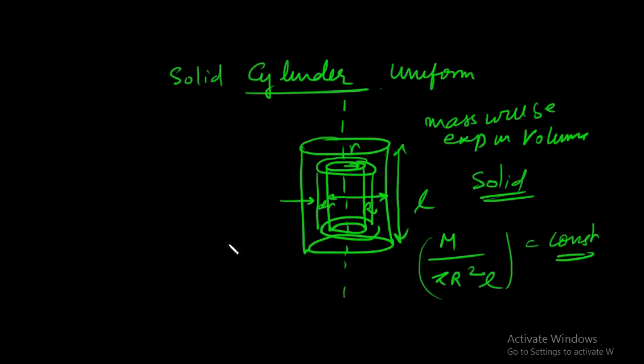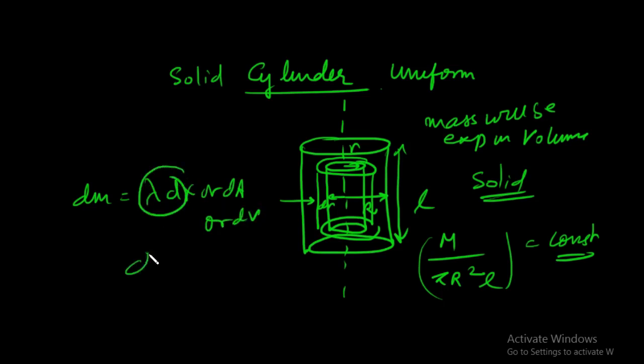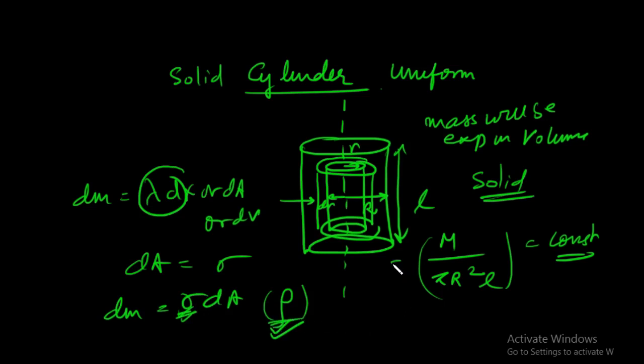As I already told you, dm can be expressed in lambda dx or dA or dV. In terms of dx we take lambda. In terms of dA we can take sigma dA, where sigma is the density. These quantities are always constant. And in terms of volume we can take the density of volume. This is the areal density sigma and this is the volume density rho.